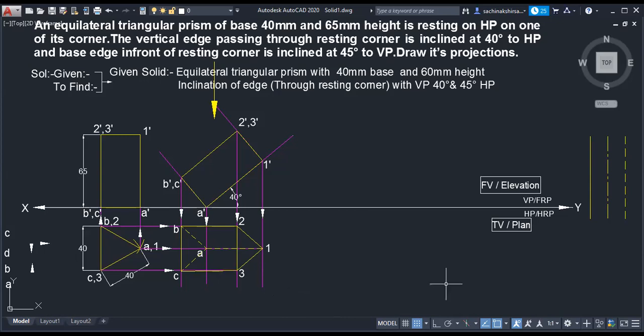Likewise, it will observe its top view. The top view will be something like this. Are you getting it? Yes, sir. Is it coming like this? Yes, sir. Have you understood how the dotted and dark lines are coming?